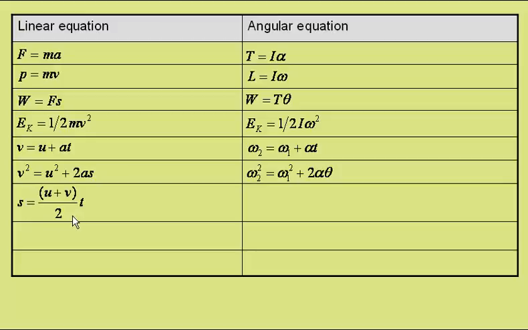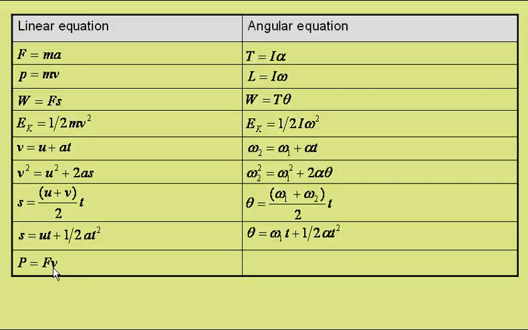s is equal to u plus v over 2 times t will become theta is equal to omega 1 plus omega 2 over 2 times t. s is equal to ut plus a half at squared becomes theta is equal to omega 1 t plus a half alpha t squared. And finally, power is equal to force times velocity becomes power is equal to torque times angular velocity.